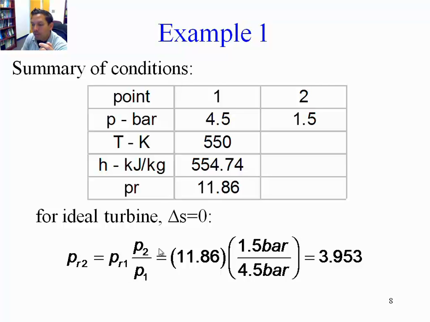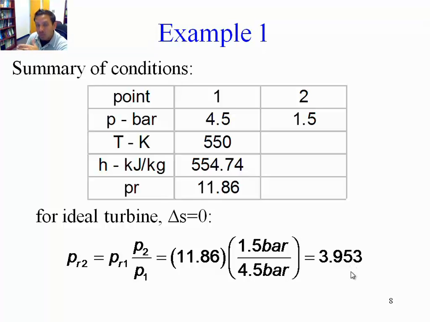Now PR1 is PR at 550 Kelvin, which is 11.86, and P2 over P1 is 1.5 bar divided by 4.5 bar. That yields a PR at the outlet of 3.953. That doesn't mean that the pressure is 3.953. We know that the pressure is 1.5. That means that PR at temperature 2, whatever that is, is 3.953.